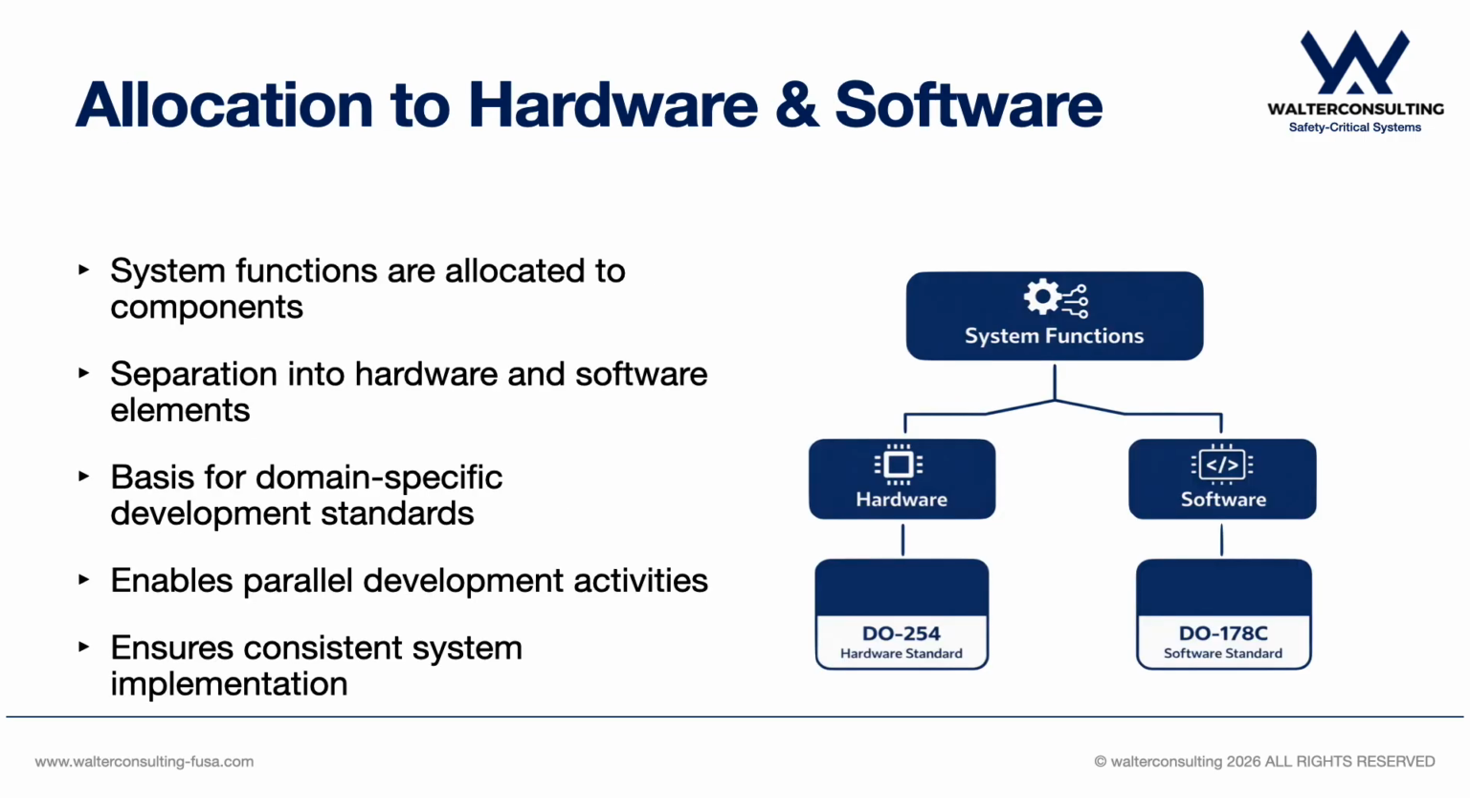A key step in system development is the allocation of functions. At the system level, functions are first defined based on requirements. These functions are then assigned to specific components. Typically, this results in a separation between hardware and software. Some functions are implemented in hardware, others in software. This allocation is critical because it determines which development standards apply. Software components, for example, must follow DO-178C. Hardware components are developed according to standards such as DO-254. This enables parallel development while ensuring consistency at system level.